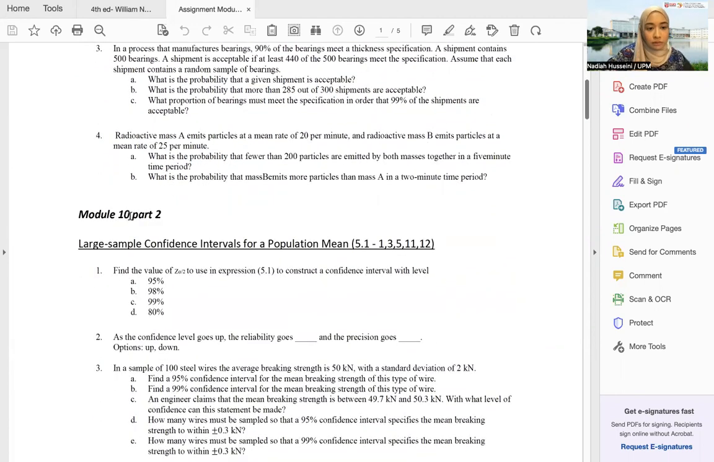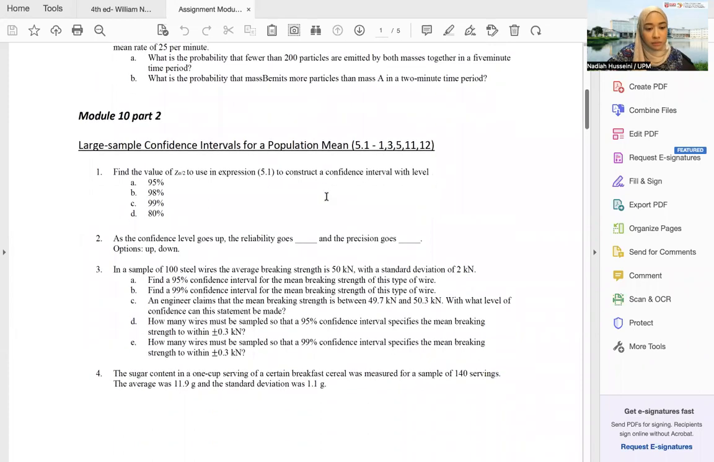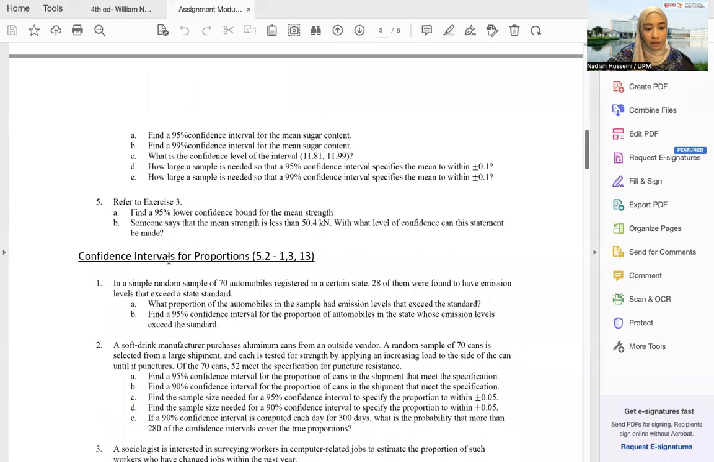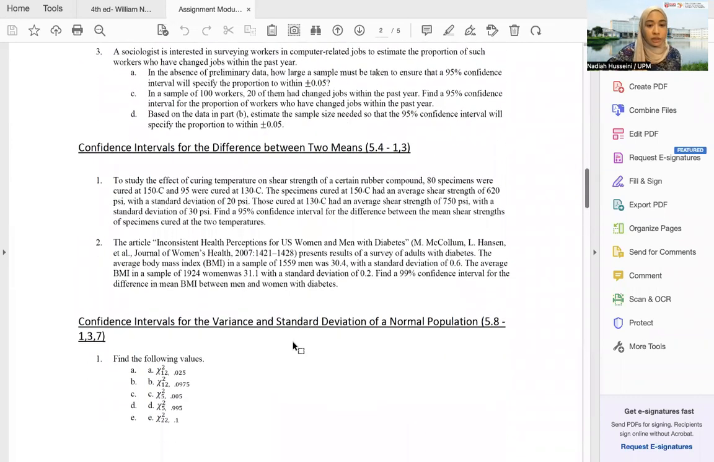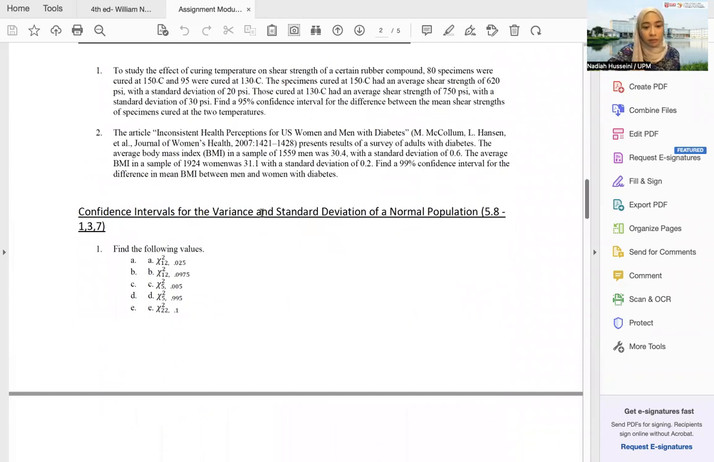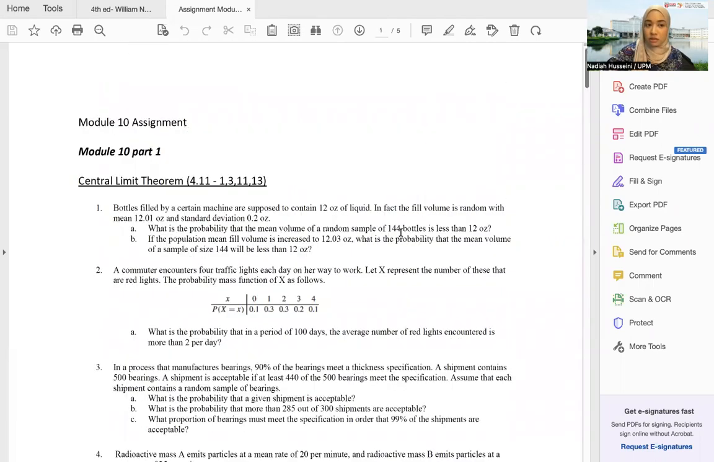And then for module 10 part 2, you have your large sample confidence interval for population mean. We already talked about that. For proportions, we are talking about that right now. For the difference between 2 means, we already covered that as well. And for variance and standard deviation, we're going to talk about it right now. And that is it. Not too much. If you have your discussion, it's going to be bearable.